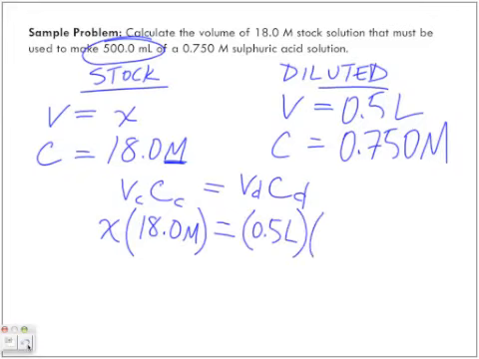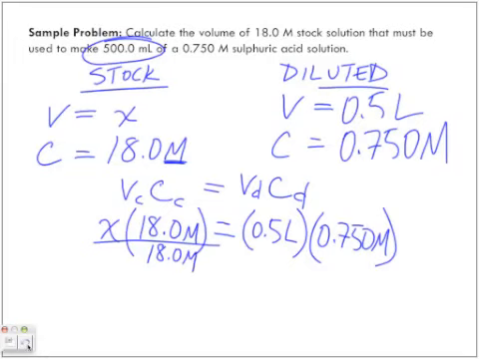So our volume, as we said, is X multiplied by 18.0 moles per liter equals 0.5 liters times our concentration, which is 0.750 moles per liter. We want to isolate for X, so we're going to divide both sides by 18.0 moles per liter. So the 18.0 moles per liter cancels out, and we're just left with X. Moles per liter cancels out with moles per liter, and all I'm left with is liters.